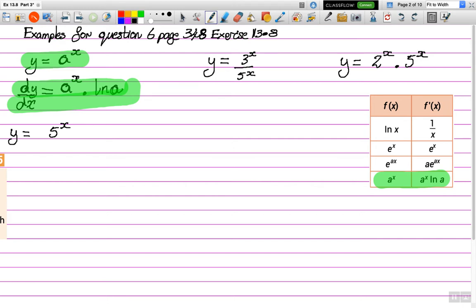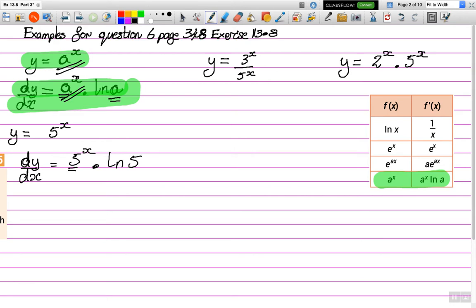So when we differentiate the y, we get dy by dx. What does the formula tell us? It tells us that whatever we had, we write again, so it's going to be 5 to the power of x. And then we multiply by the log of the base value. The base value is a, so the base value is 5. So it's log 5. And that's all it is.